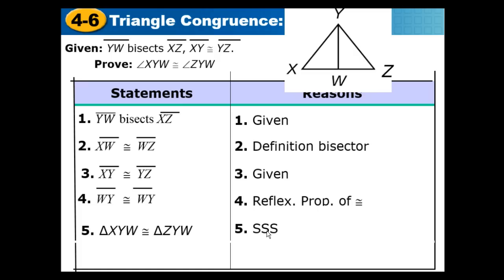Now normally, before this section we'd stop. This time we're going to go one step further and we can say that the corresponding angle involved, in other words this one up here, XYW, is congruent to ZYW because of CPCTC. And that is a CPCTC proof.